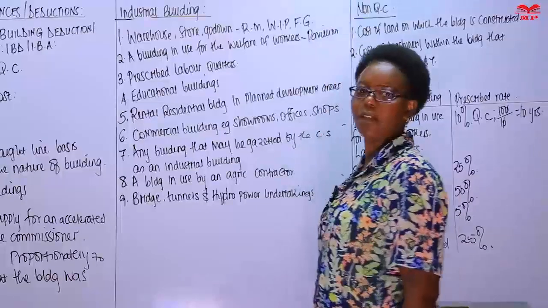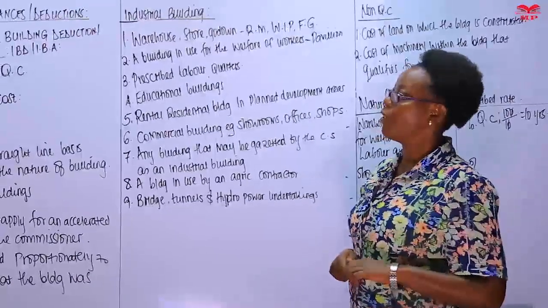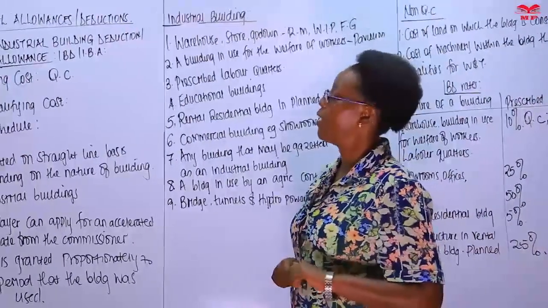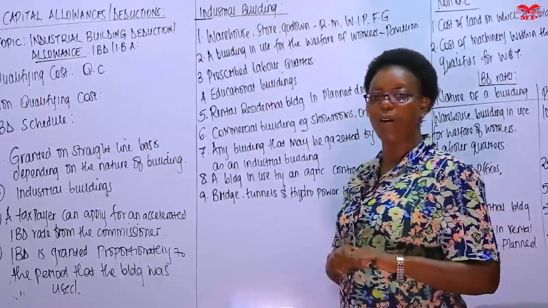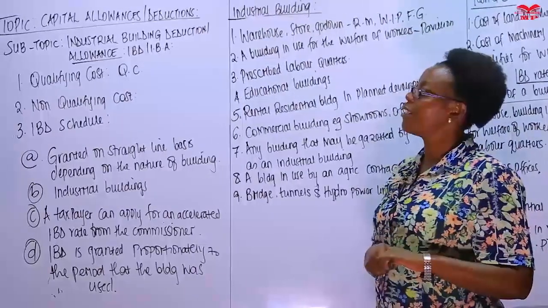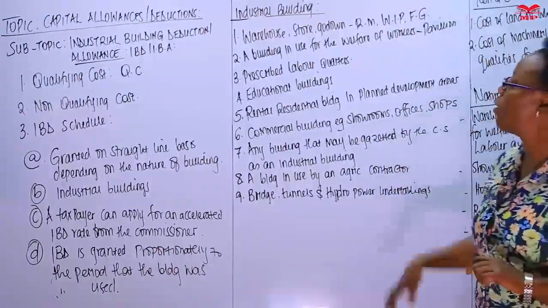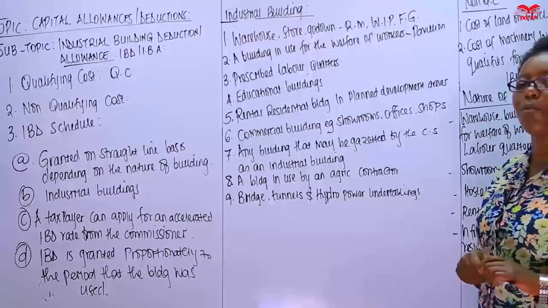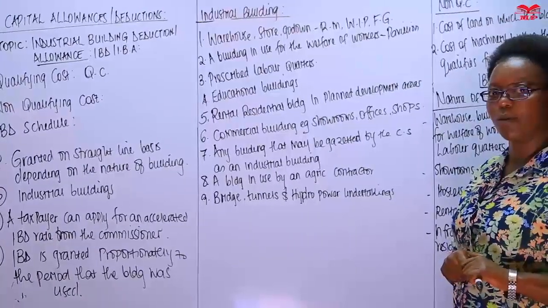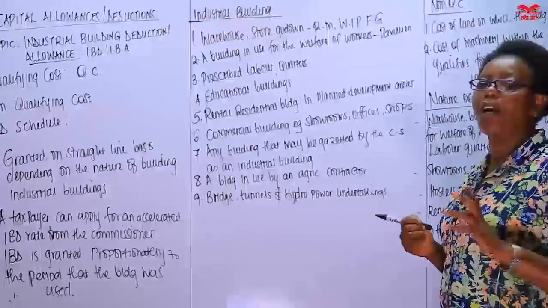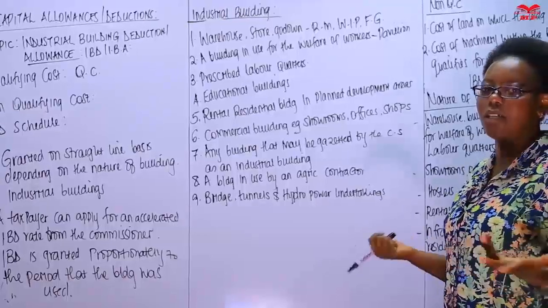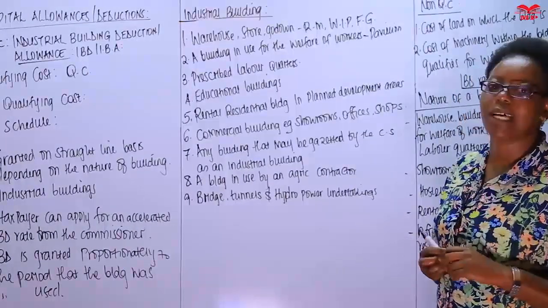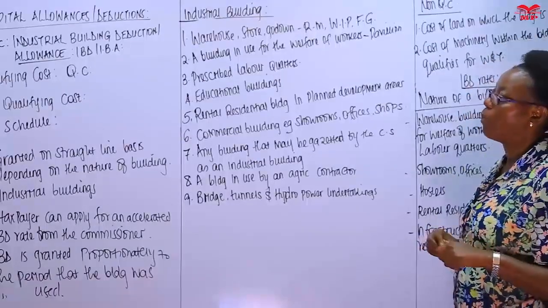So we've come to the end of our lesson today. We have introduced industrial building deduction or industrial building allowance, and we have said that like all the other capital allowances, the cost of the qualifying building is deducted against the taxable income of a taxpayer, so that we can arrive at the income on which we will now assess using 30% if it is a company, or the graduated scale rate of tax if it is an individual.